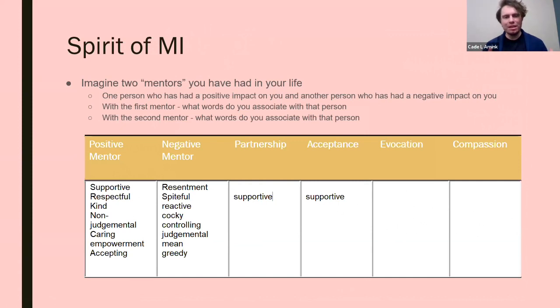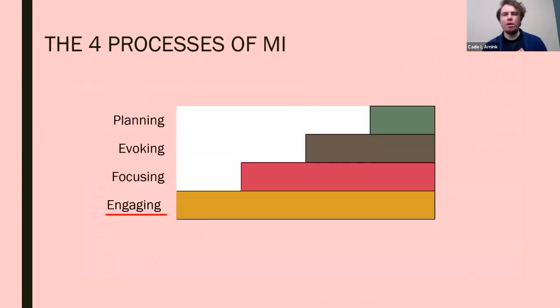And so the spirit of MI encompasses everything else we'll be talking about today, so we'll be coming back to this idea a few times. This is something that we're constantly cultivating within ourselves. And so moving forwards, we're going to start getting into the 4 processes of MI. MI has 4 separate parts: engaging, focusing, evoking, and planning.